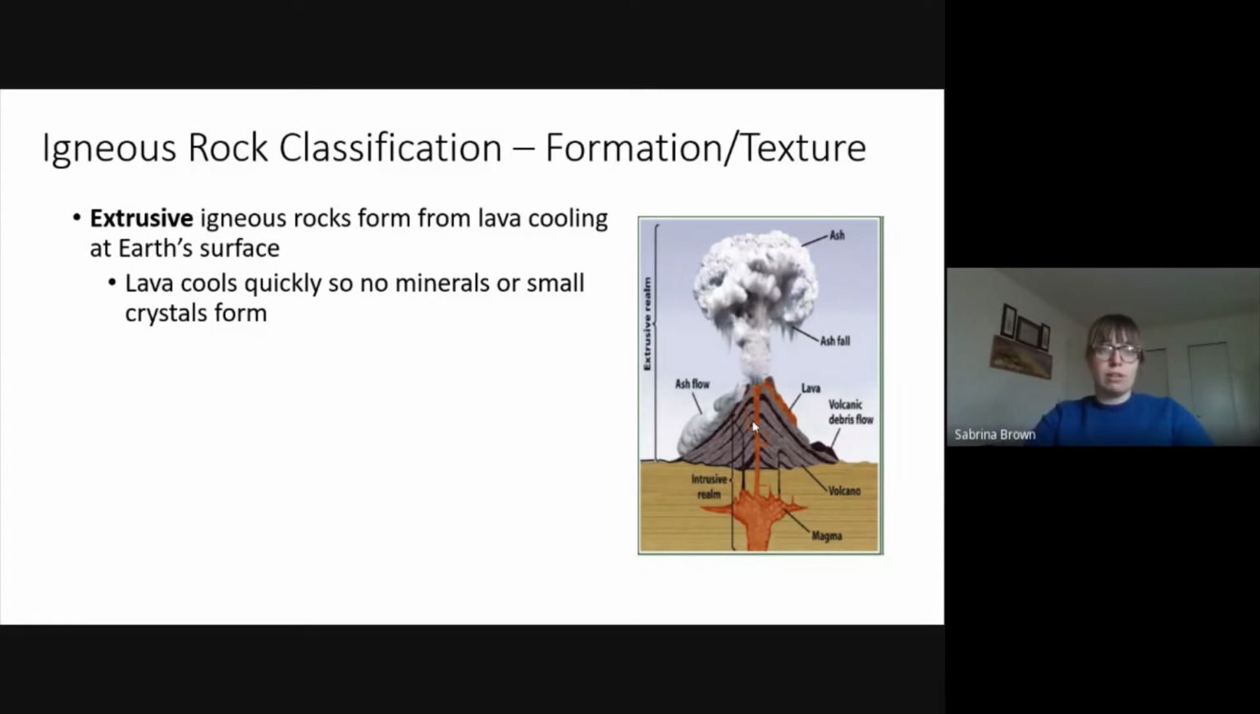So our extrusive igneous rocks are cooling very quickly. And because they cool so quickly, there's not any time for minerals to form, or if there is time for minerals to form, they only form really small crystals. So extrusive igneous rocks at the Earth's surface, they get quenched, right? They cool very quickly, so you get no minerals, or you get very small crystals, think ones that you can't see with your naked eye, right? You need a microscope to see these crystals.